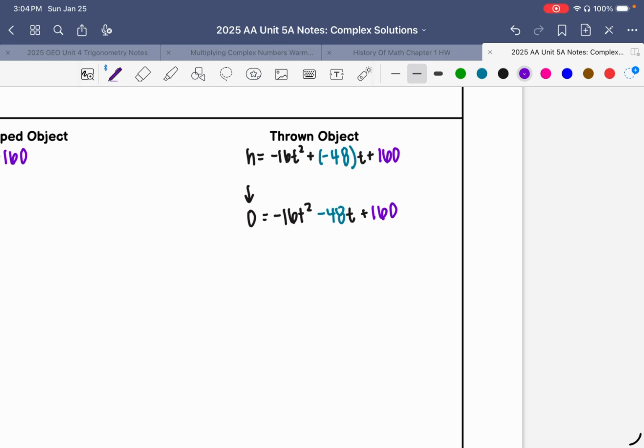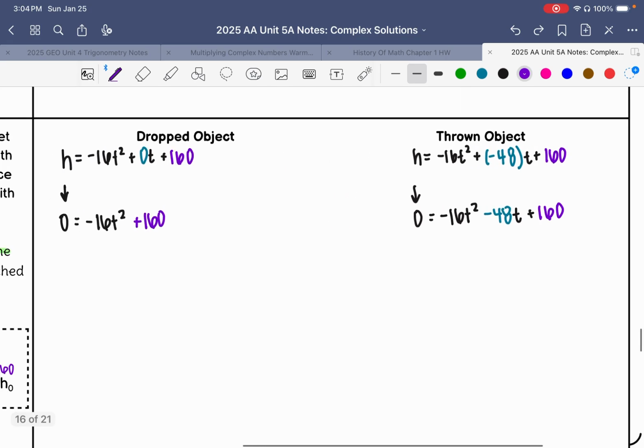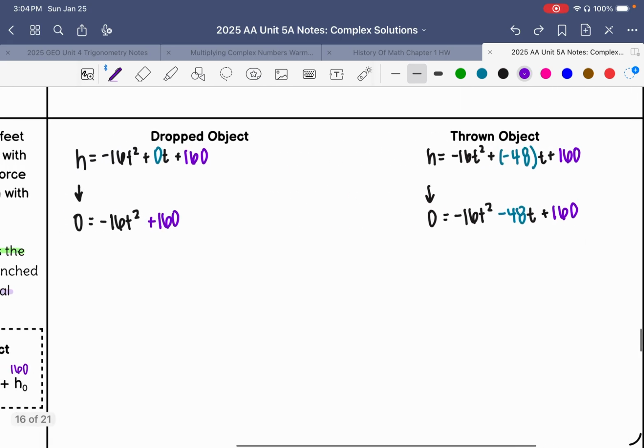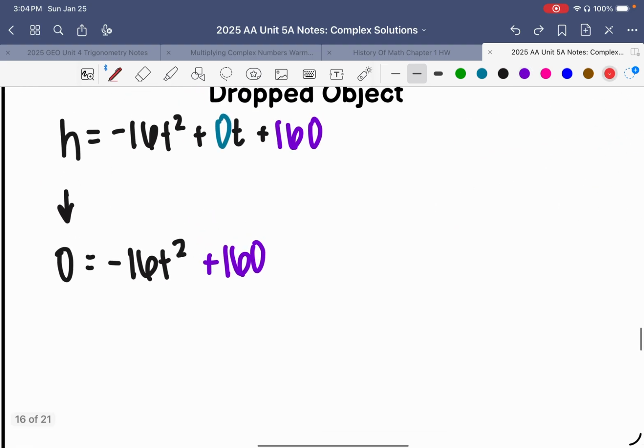And now in order to solve for how many seconds earlier that object hits the ground than the other one, I have to know first, when do they both hit the ground? So I'm going to do that, check my work, and again, if you have any questions, feel free to reach out to your advanced algebra teacher. Or me, I'm Miss Jordan, if you're not one of my students.